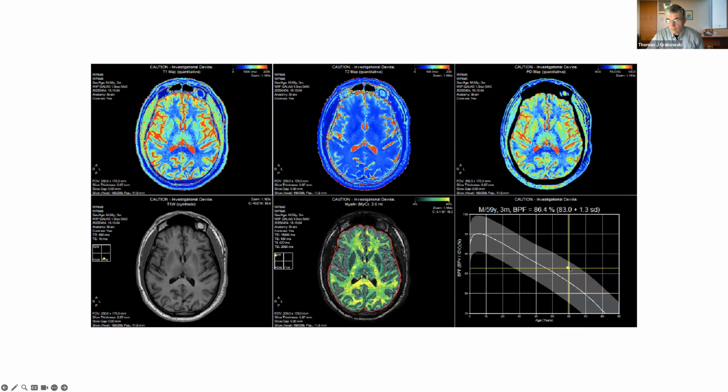This particular participant, who's 60 years old, has a gray matter volume which is squarely inside the range of normal for the population. You can do the same thing for the white matter fraction, and it's pretty great.